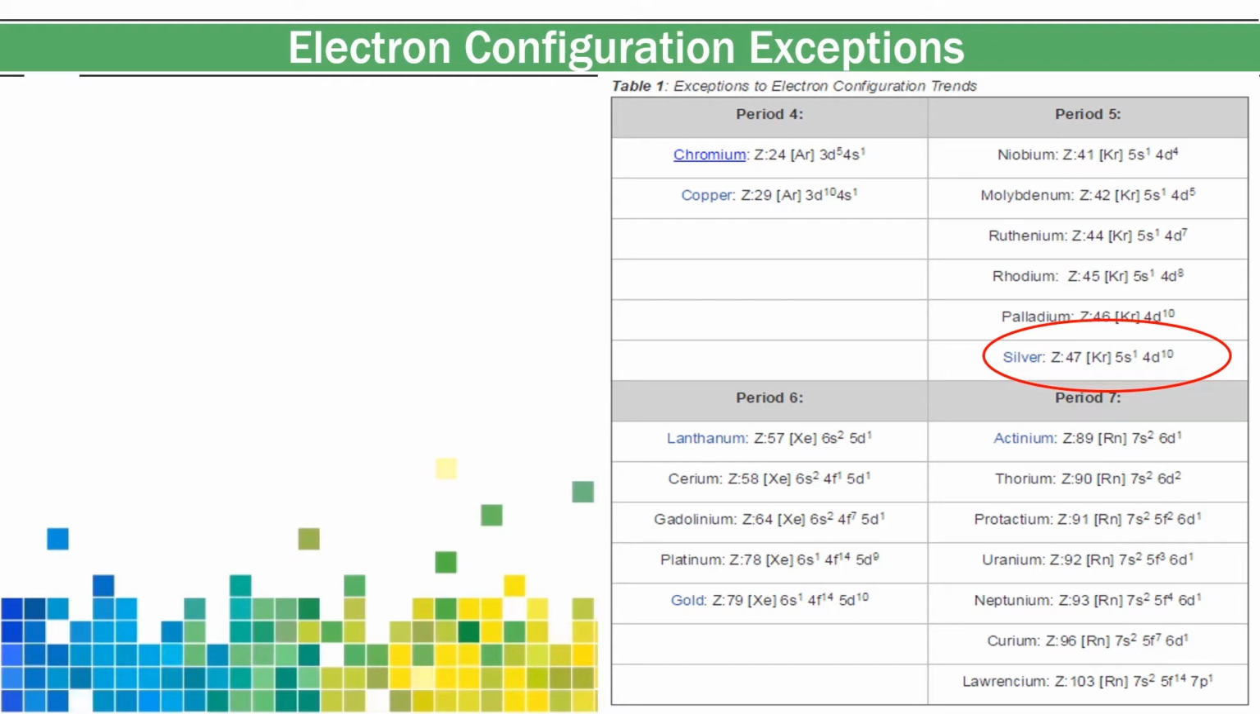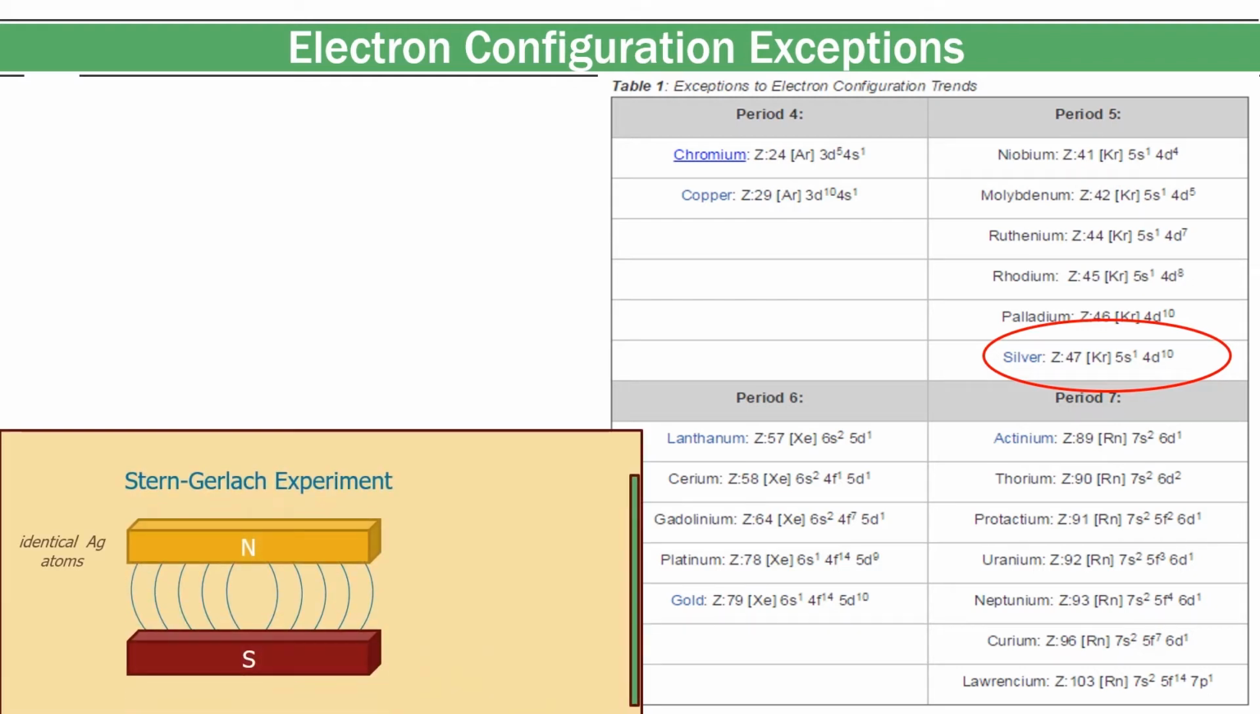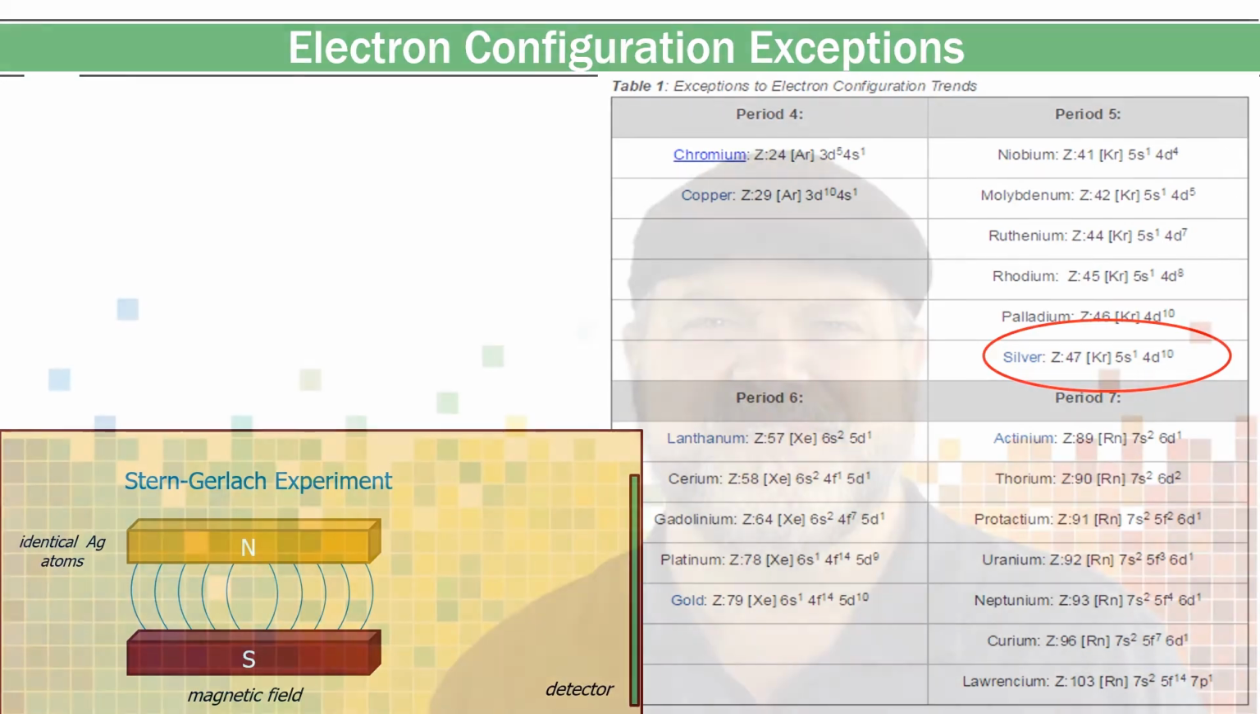This was the first atom used in the Stern-Gerlach experiment we talked about in previous lectures. It turns out that the lone valence 5s electron in this atom can either be spin up or spin down, effectively giving us the possibility of two different silver atoms. This now explains the experimental result, where two different spots were observed as silver atoms went through the magnetic field and collided with the detector.